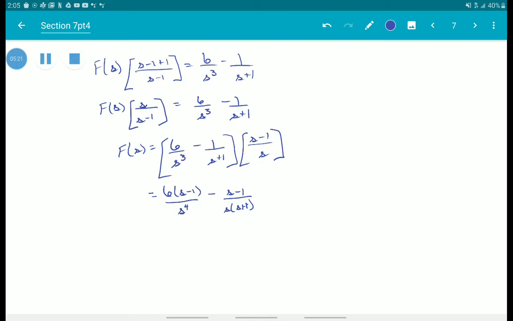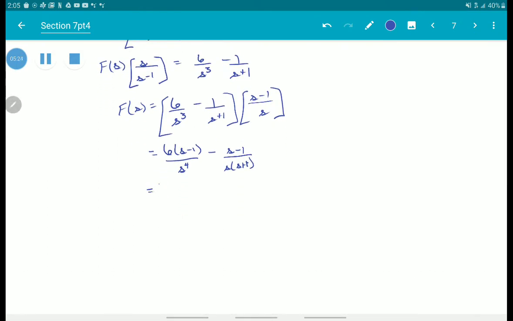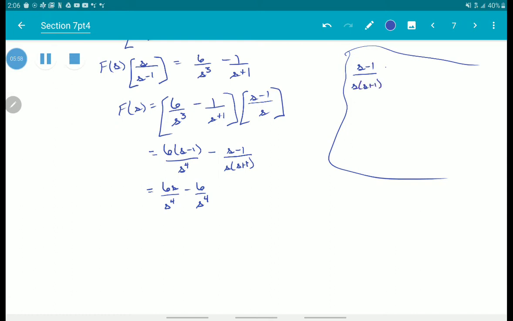So let's do some partial fraction decomposition here. Actually, I'm not going to do partial fraction decomposition here. I'm going to split that numerator. I am going to do partial fractions on this, though. So let's do that over here. So we have s minus 1 over s times s plus 1. That's going to be A over s plus B over s plus 1.